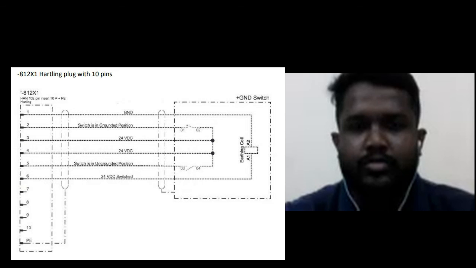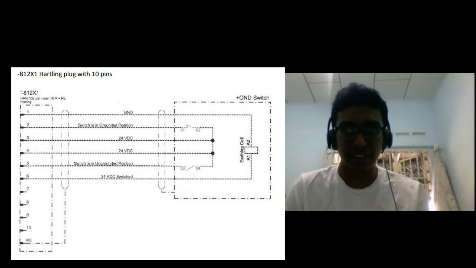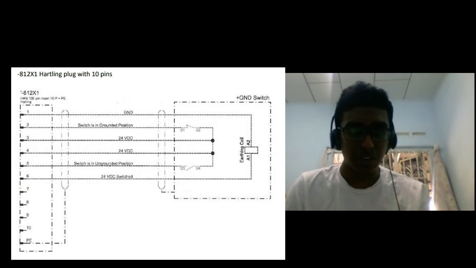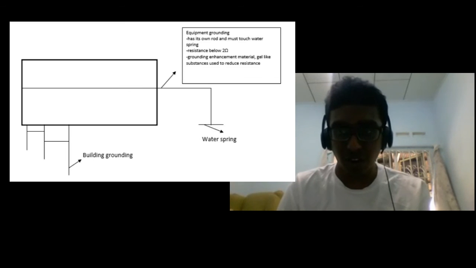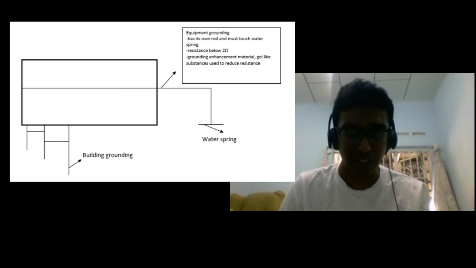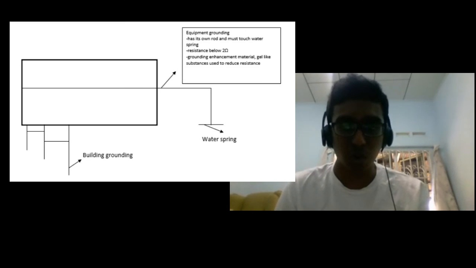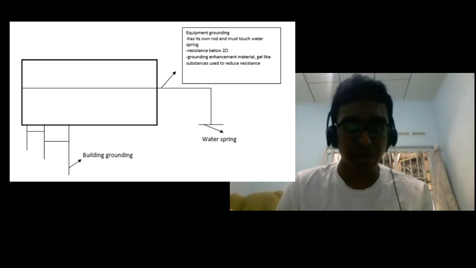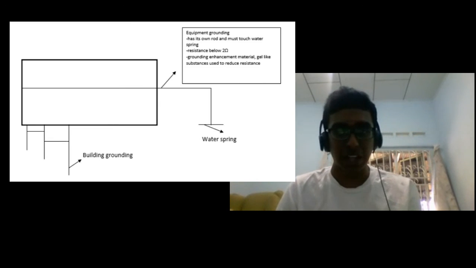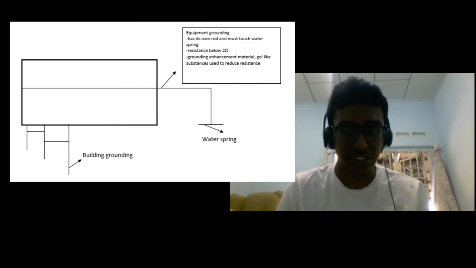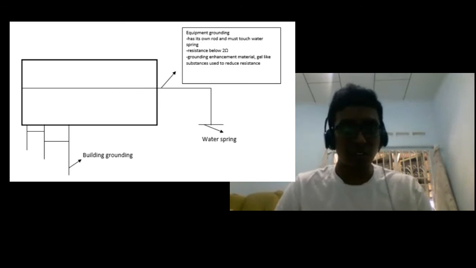The grounding switch automatically activates when a certain threshold is exceeded. The cable used for the grounding is copper braided cable, which is used for grounding and earthing. Here we can see the example. The equipment grounding has its own rod and must touch the water spring. The resistance of the grounding must also be below 2 ohm. Grounding enhancement material can also be used to reduce resistance, and the grounding of the HV lab building must be at very low potential. The resistance also must be very low.